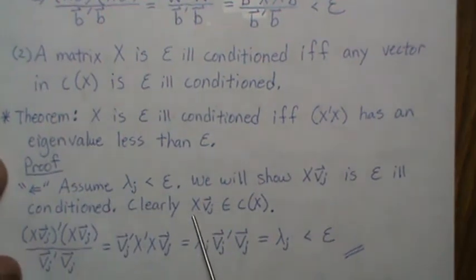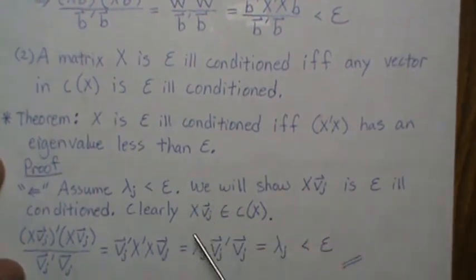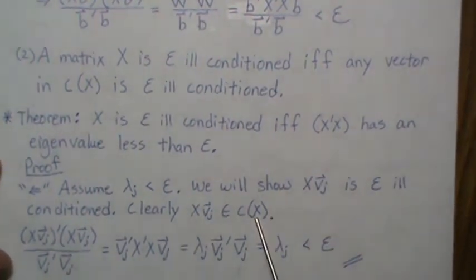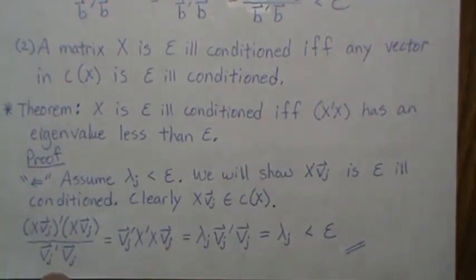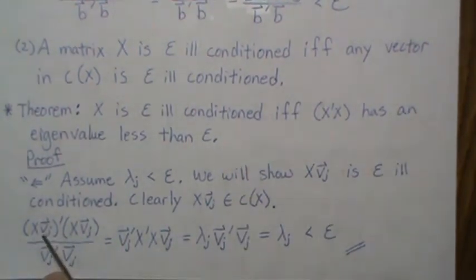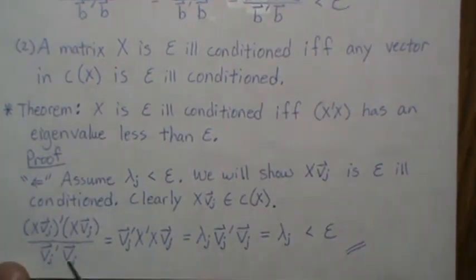Now clearly Xv is in the column space of X. That's a vector, and we're taking a linear combination of these X's, so it's in the column space. So the definition of ill-conditioned is this: Xv over v transpose v.